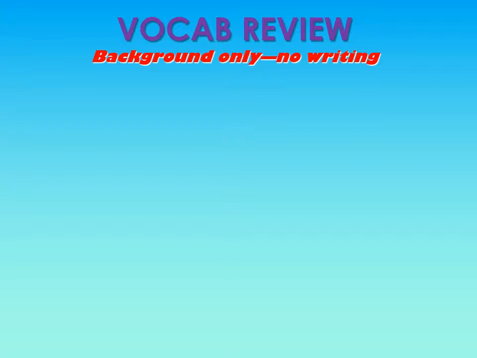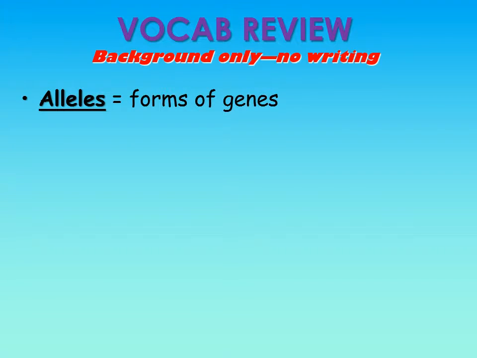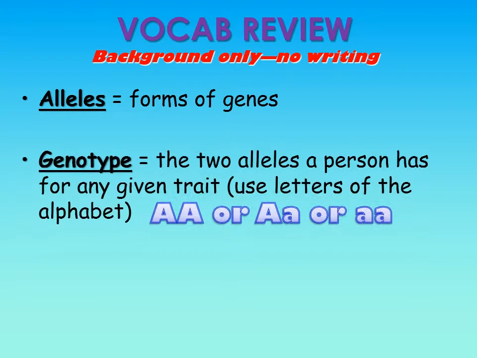You don't have to write this down, it's already in the notes you took last week. Remember that alleles is the word we use to represent forms of genes that are in a person, and you have two alleles for every trait. One came from mom, one came from dad. And we call that your genotype. It's represented by letters of the alphabet. And again, each letter of the two, one set came from mom, one came from dad.